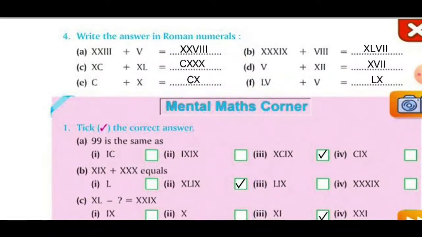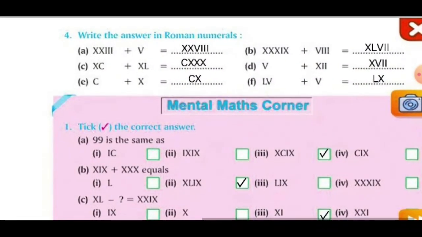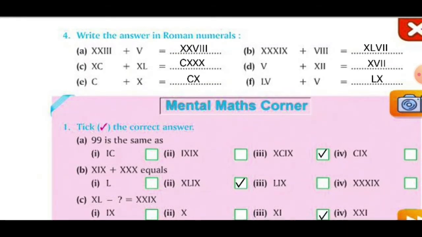B. Triple X and then IX, it becomes 39, plus 8. It becomes 47. XLVII.